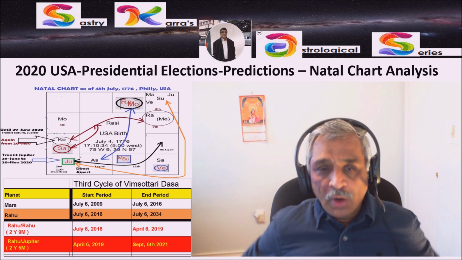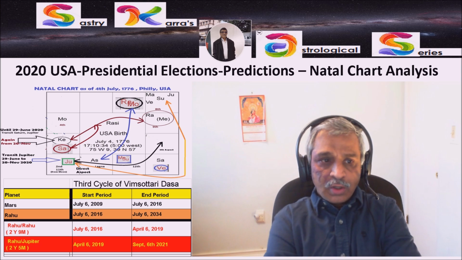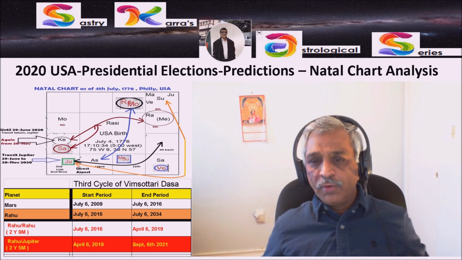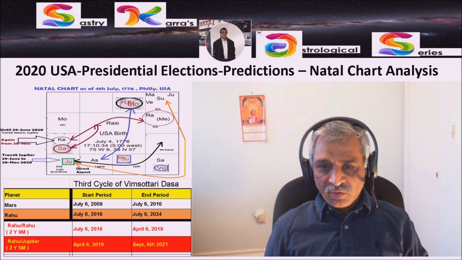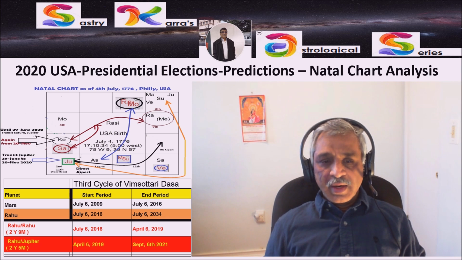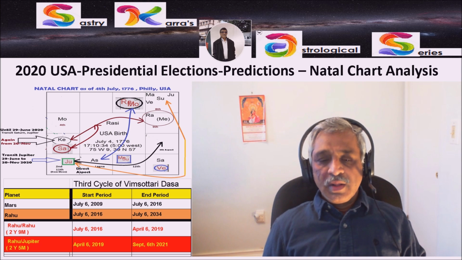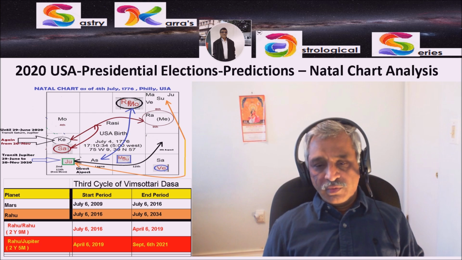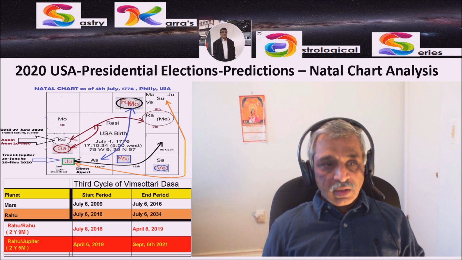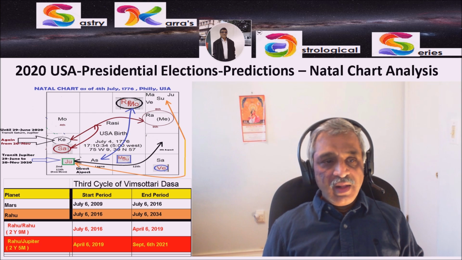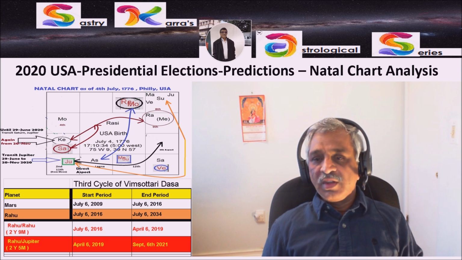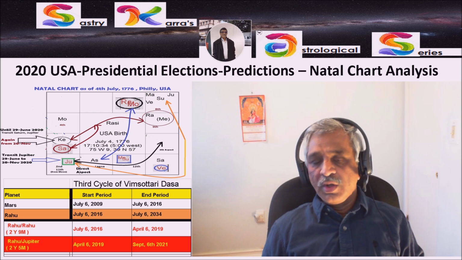Okay, now let's start looking at the birth chart of the United States. If you look at the birth chart, the Lagnadipati is Mars, and we start from the Lagnadipati. Mars is in the 8th house from Rashi Lagna. That's the first thing. Mars is both the Lagnadipati and the 6th house lord, and it is residing in the 8th house.